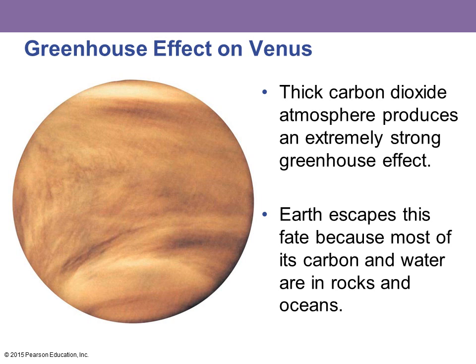So there's thick carbon dioxide in the atmosphere that produces a very, very strong greenhouse effect. And as we know, Venus is closer to the sun, so more of the sun's radiation can be absorbed. On the other hand, Earth escapes this fate because most of its carbon and water are in the rocks and the oceans. So the carbon in carbon dioxide recycles here on Earth. It doesn't recycle on Venus.